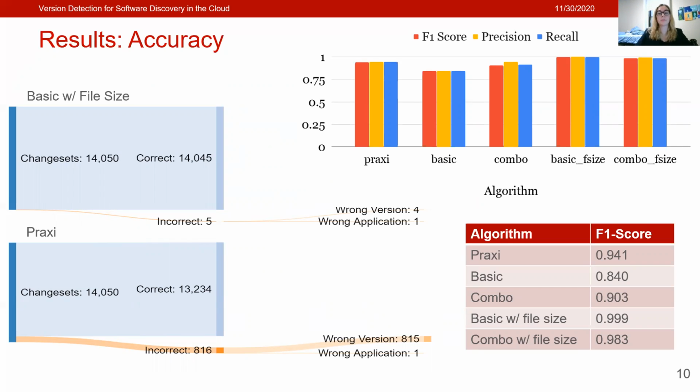The rule-based algorithms without file size information fared the worst in the experiments. We expected this low accuracy as different versions of the same application would share most, if not all, of their file names, making their change sets difficult to distinguish.